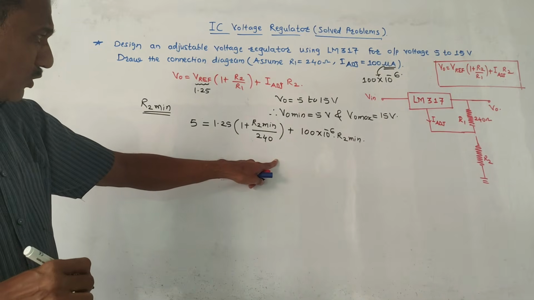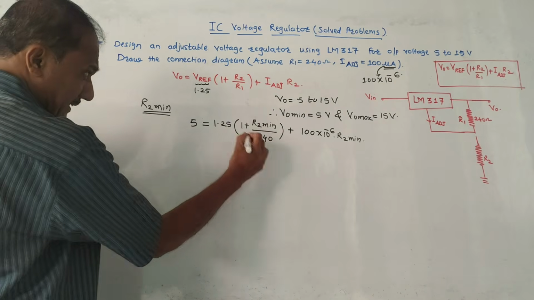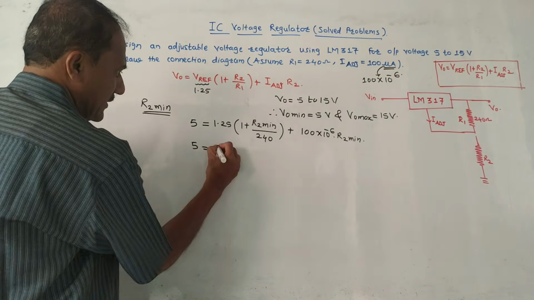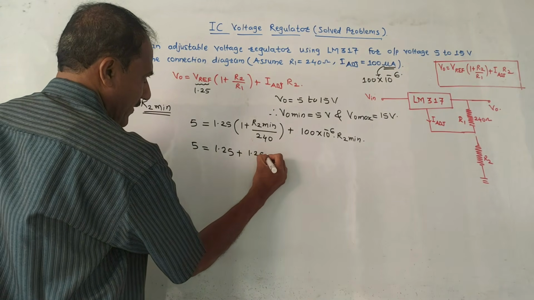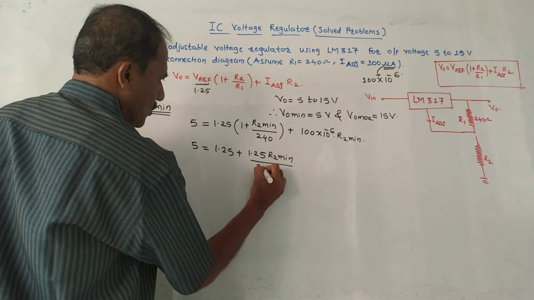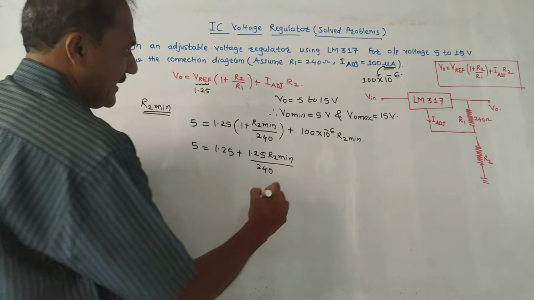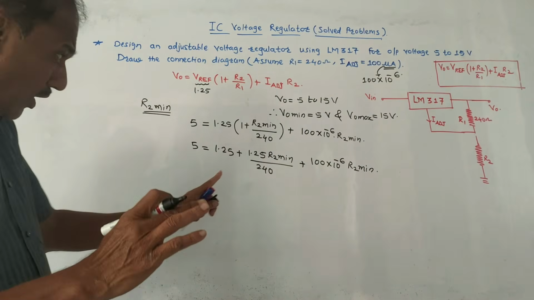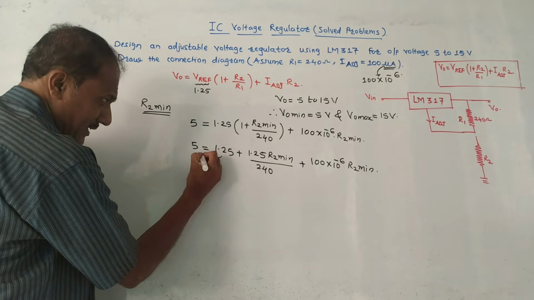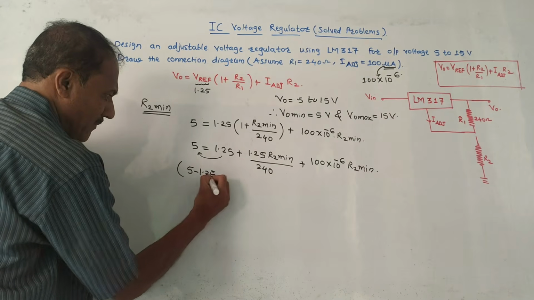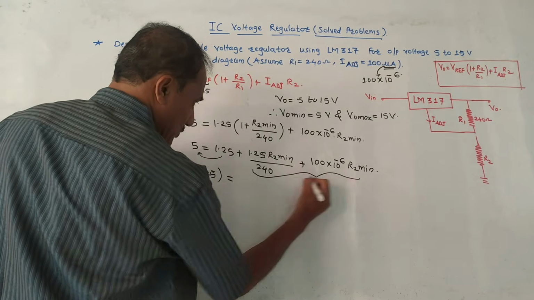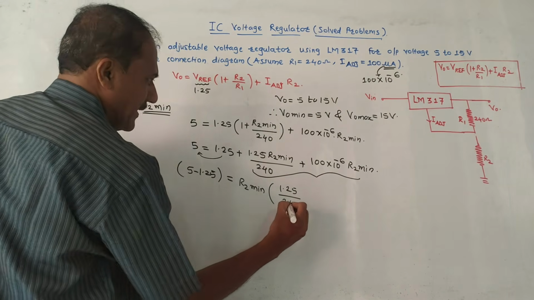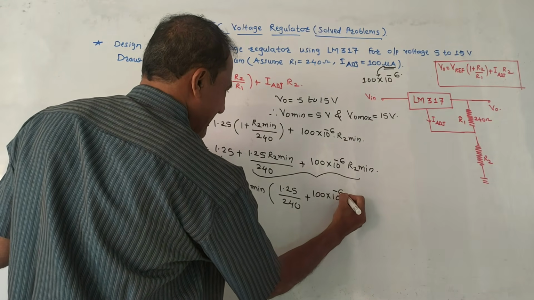Now we have to simplify this equation to calculate the value of R2 minimum. So let us make simple manipulation. I will be doing it like this. Keep this 5 as it is, multiply 1.25 with the bracket. So it becomes 1.25 plus 1.25 R2 minimum upon 240, since 1.25 was multiplied with the bracket, plus this last term as it is, 100 into 10 raised to minus 6 R2 minimum. Now we have to calculate R2 minimum, so I shift this 1.25 to this side. So it becomes 5 minus 1.25 is equal to, of these two remaining terms, we have to take R2 minimum common. So R2 minimum in the bracket 1.25 upon 240 plus 100 into 10 raised to minus 6.